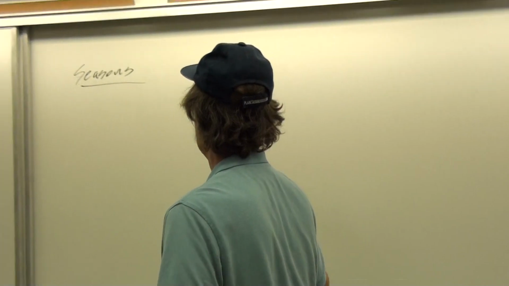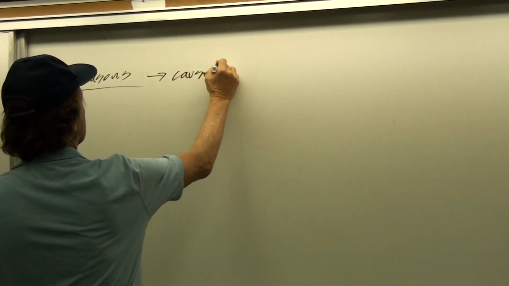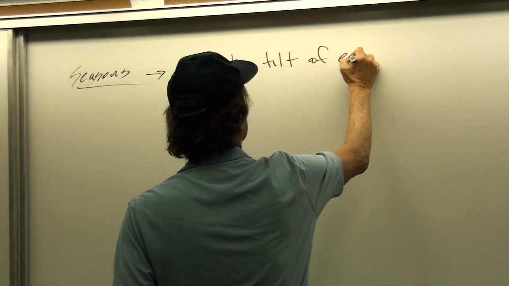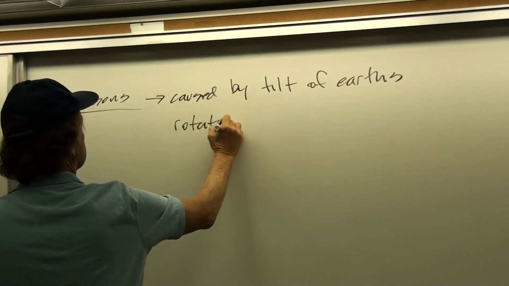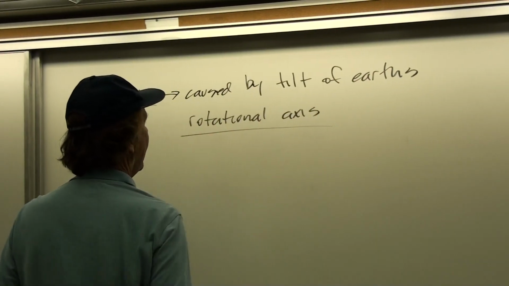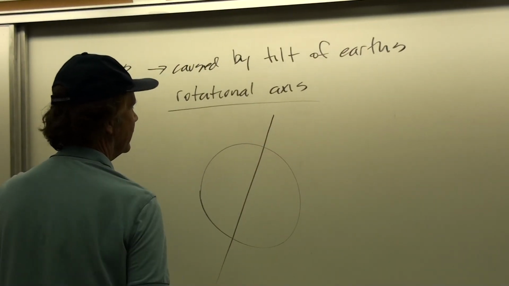Right, next I'd like to talk about the seasons and how they affect the climate of the Earth. So we can think of seasons as being caused by the tilt of the Earth's rotational axis. And so that would make a lot of sense if we knew what the rotational axis was.